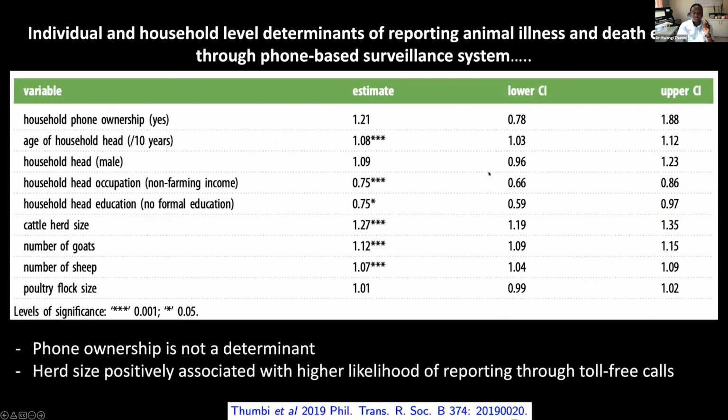But what was even more interesting was the use of a toll-free number to report disease is not associated with whether or not you own a phone. And this is rural Western Kenya. And I think that's a really important finding because phone ownership across many parts of the continent is actually quite high. So a farmer need not even own a phone for them to be able to access a phone and make a report of a case. So that we thought was really interesting, but also that people with a few more animals have a higher likelihood of reporting through this kind of toll-free calls.